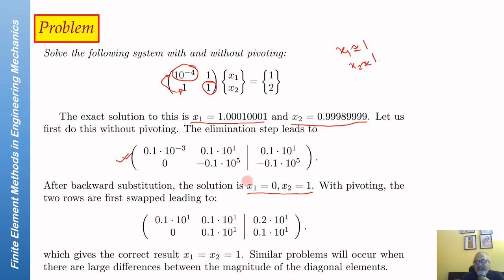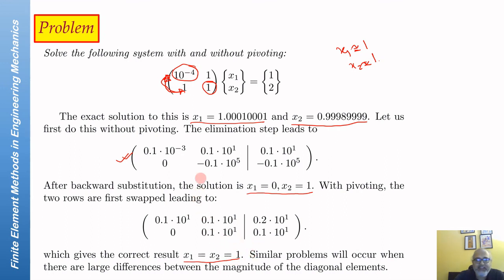Okay, so this wrong answer is caused by the fact that I have not performed the pivoting step in a system where there is a huge disparity in the magnitude of the diagonal elements. If I do pivoting on the other hand, I get to the right solution. So when I do pivoting, I first swap these two. So this goes up and 10 to the power minus 4 comes down. I get a solution which is close to the real solution, x1 equal to x2 equal to 1.